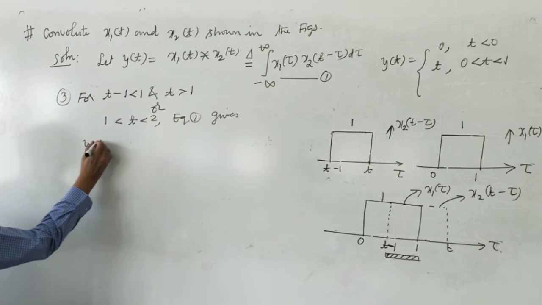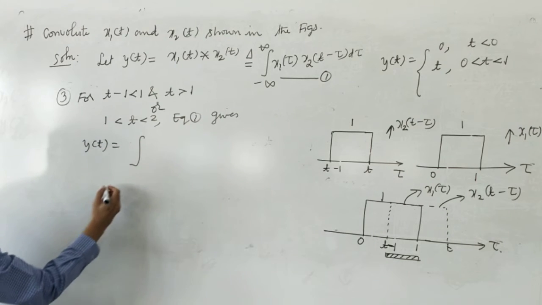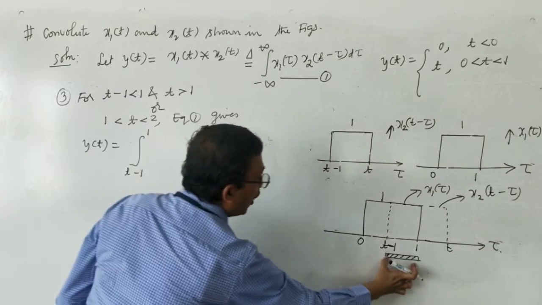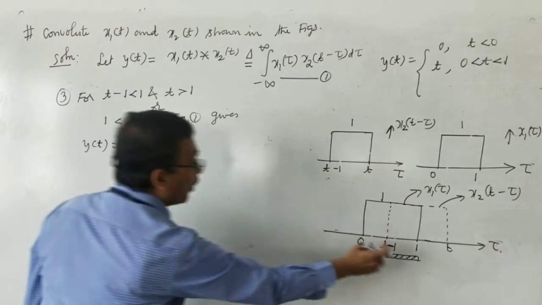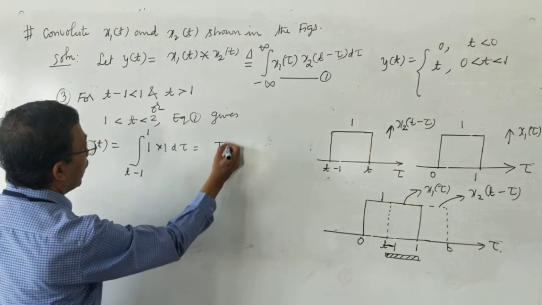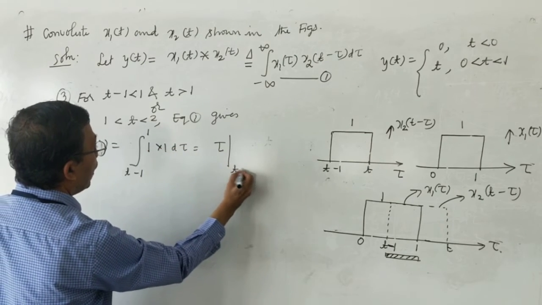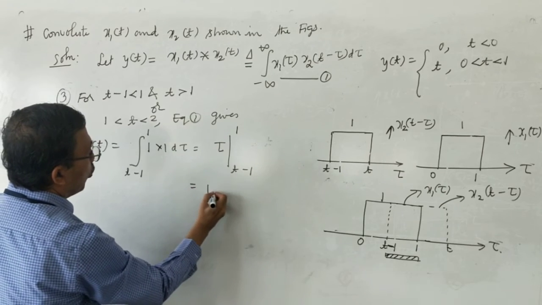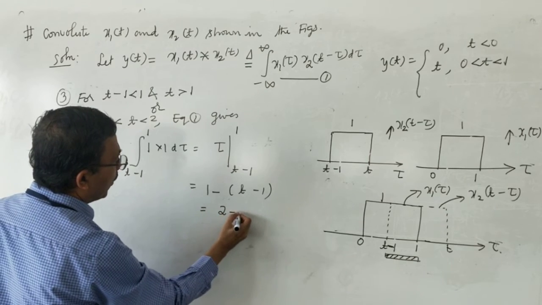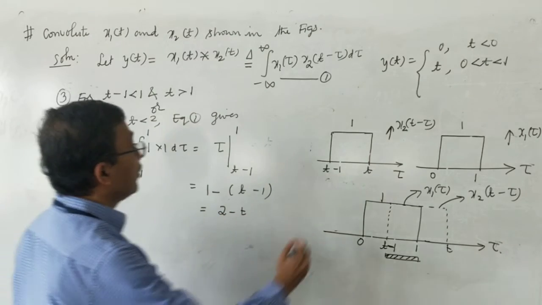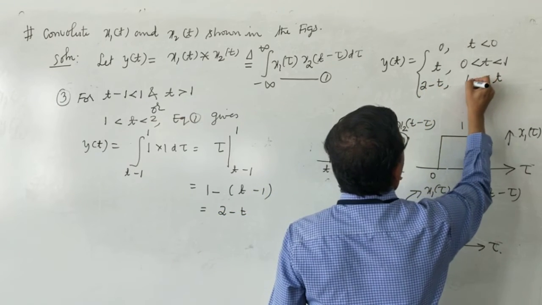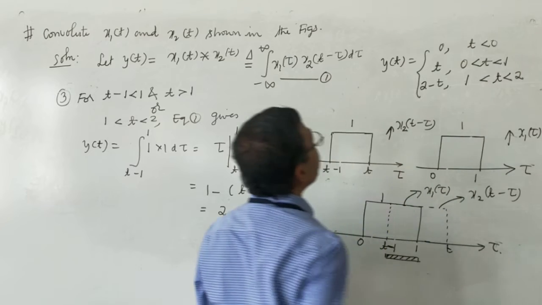Gives y of t equals the integral with limits of integration t minus 1 to 1. What is x1 of tau in this overlapping region? It is 1. What is x2 of t minus tau in the overlapping region? 1 d tau. If you integrate this, you get tau between the limits t minus 1 and 1. Put the limits: 1 minus (t minus 1). So you get 2 minus t. I'll write this answer over here: 2 minus t for t more than 1 and less than 2.